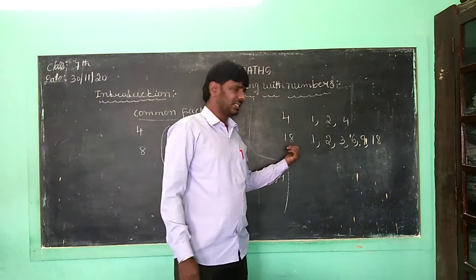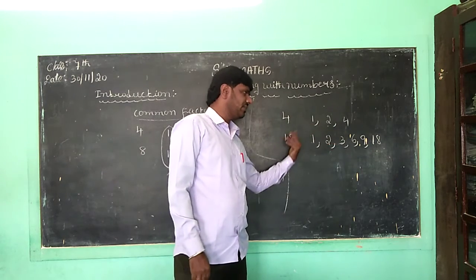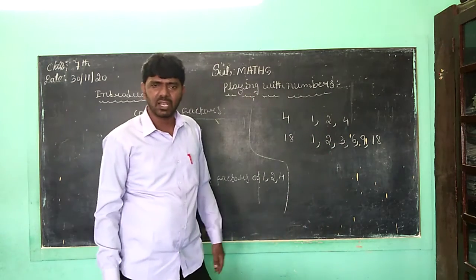Already one is a multiple with any number. 2 is a multiple of 18, 3 is a multiple of 18, 9 is a multiple of 18, and 18 is a multiple of itself.